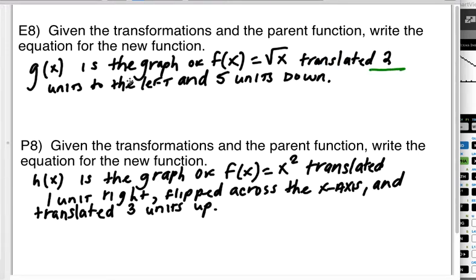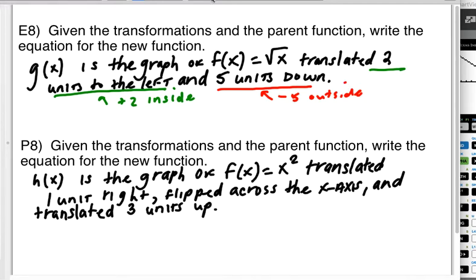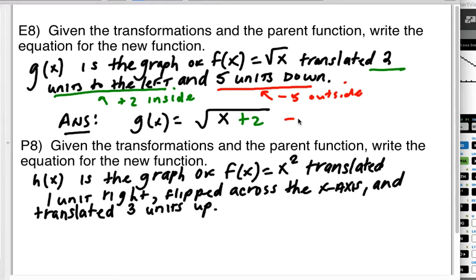Okay, so 2 units left is going to be plus 2 on the inside, because it's left, which is inside, and it's a reverse of what you'd expect. And then 5 units down should be a minus 5 on the outside, right? So my answer is going to be g of x equals the square root of, on the inside, x plus 2, and on the outside, a minus 5. So that is what my answer should look like.